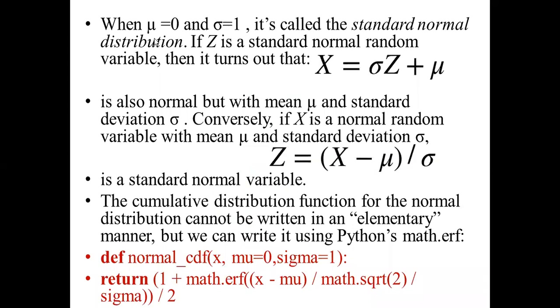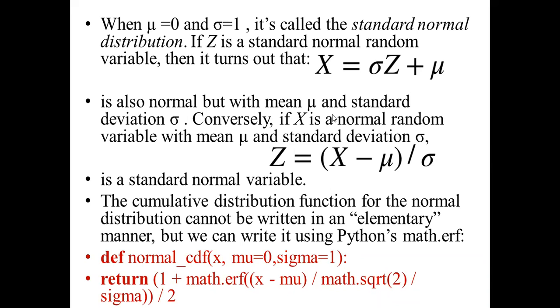When mu, that is the mean, is equal to 0 and the standard deviation is equal to 1, it is called a standard normal distribution. If z is a standard normal random variable, then x equals sigma z plus mu. This means z is my standard normal variable, and x is also normal, but with mean mu and standard deviation sigma. So we can calculate z equal to x minus mu divided by sigma, which is a standard normal variable.